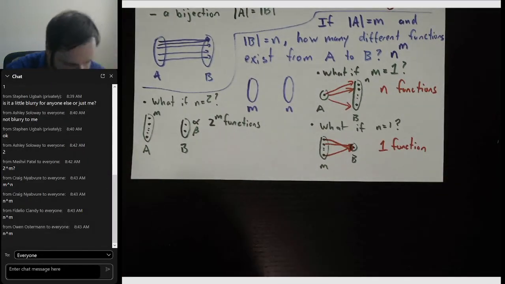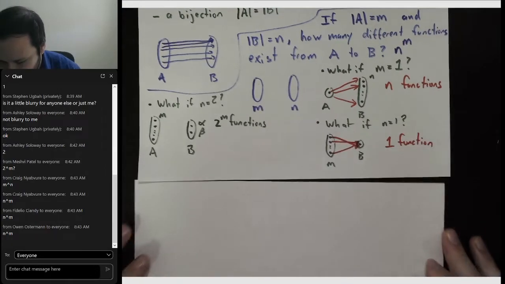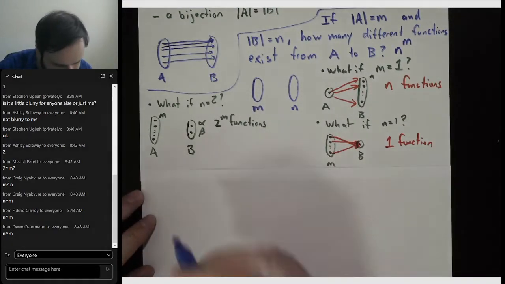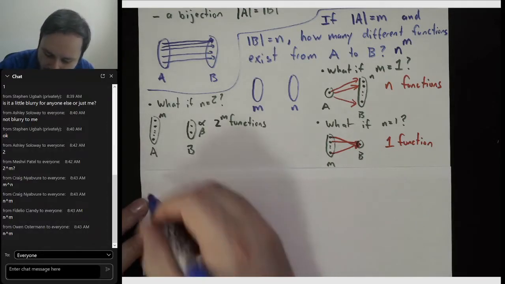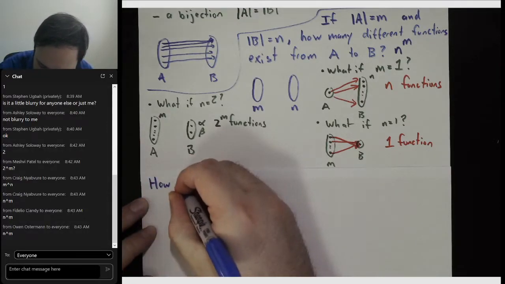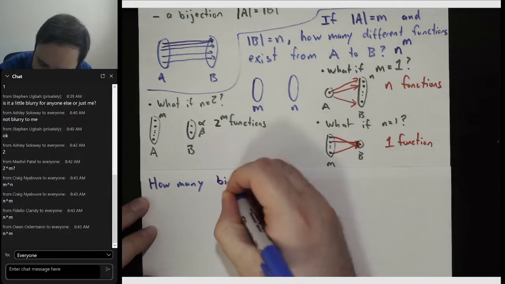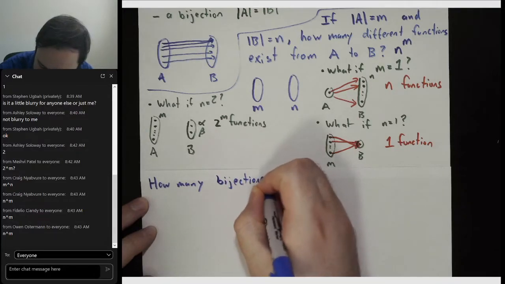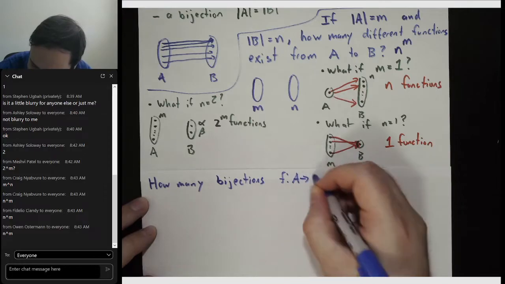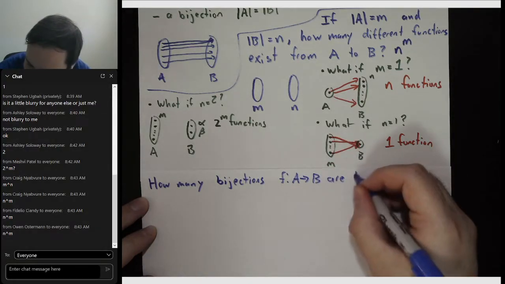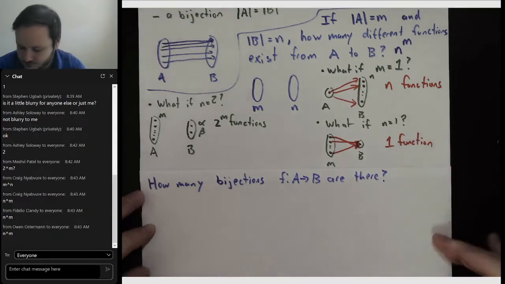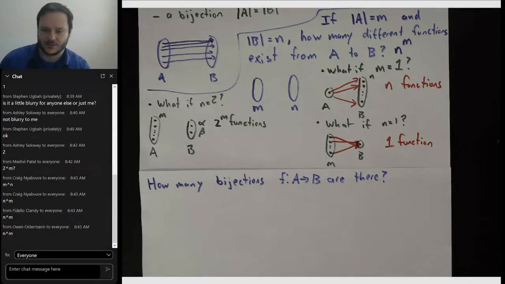Next question. As soon as we feel good about one, there's always another question. How many, not just functions from A to B, but how many bijections f from A to B are there? So first, what did we learn in the warm-up? What do we know has to be true in order for there to be any bijections?